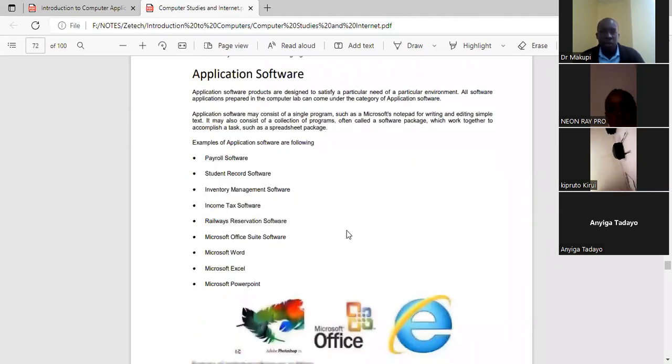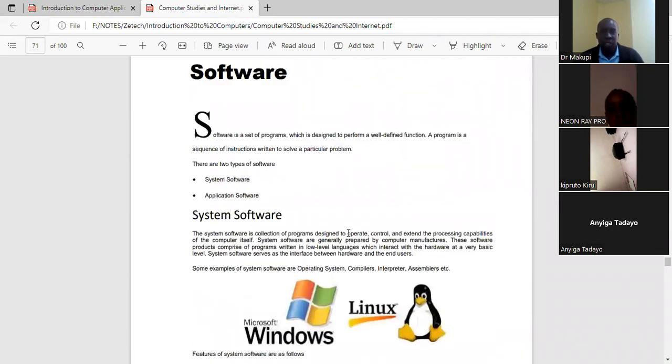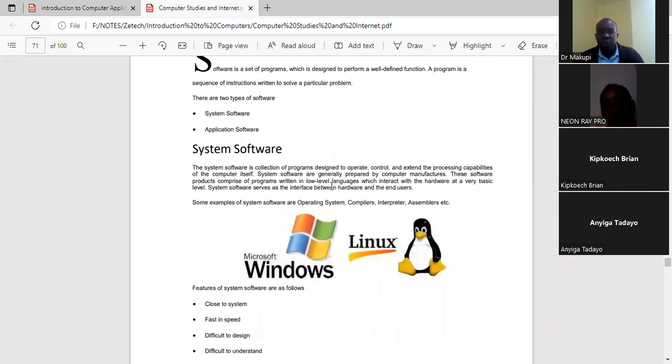Now, having understood those ones, I would want to take you straight to system software. Now, you have understood application software. Now, system software.